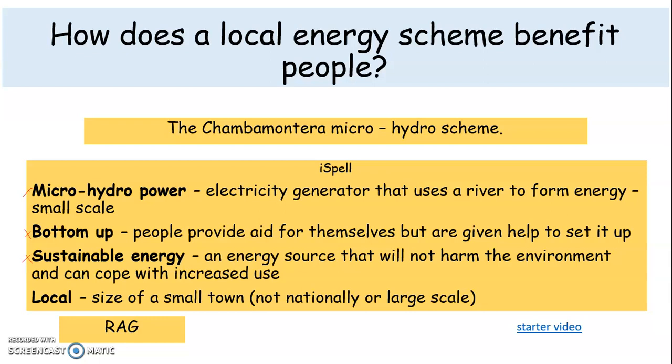We're going to be looking today at an example of a local energy scheme that benefits people. We have looked at this one in the past, and we're going to be looking at this area here in the Peruvian mountains in the Andes called Chambamontera. We're going to be focusing on this key term here, which is a microhydro scheme. So we're going to look at these three key terms in particular, and then we're going to start to look at what local means.